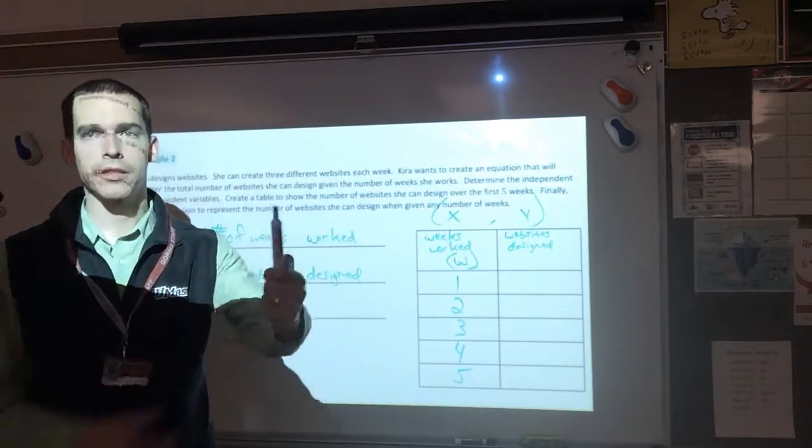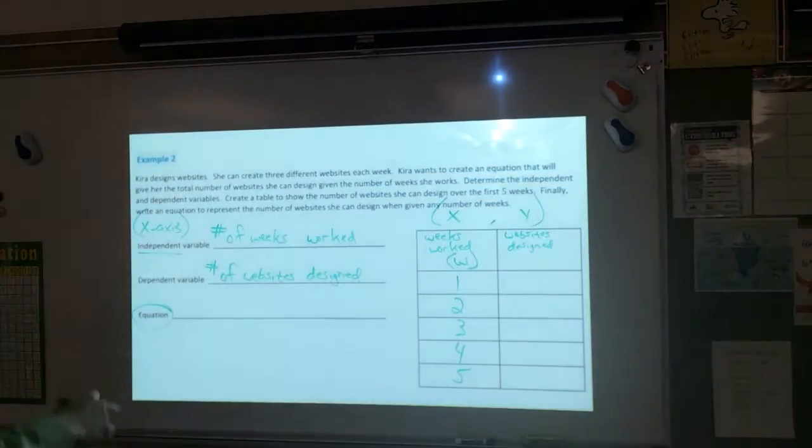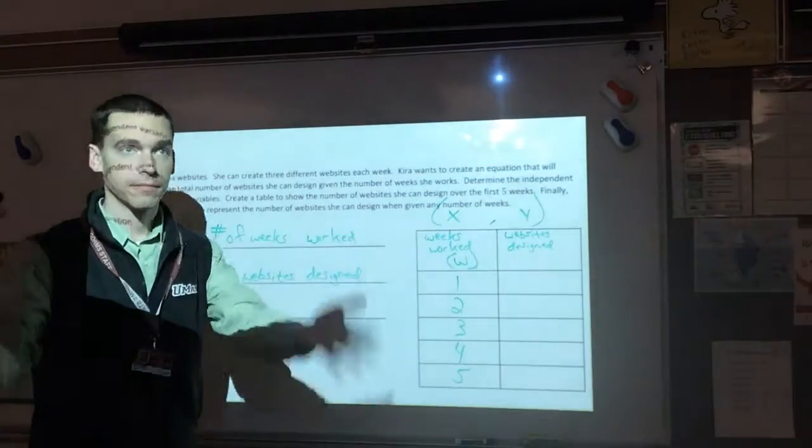Can you tell it's almost St. Patty's Day? We've got our green on, green marker, having some fun here, because math is fun.